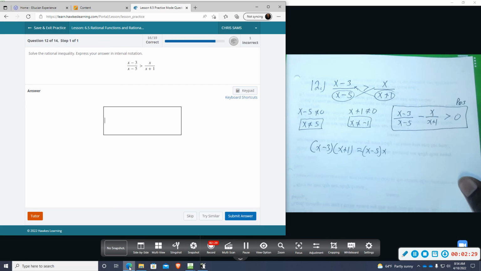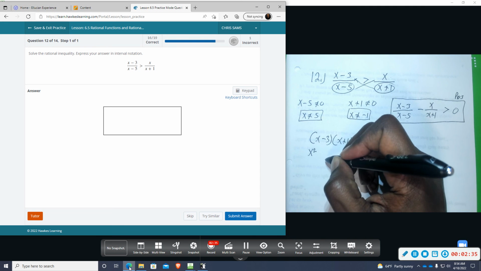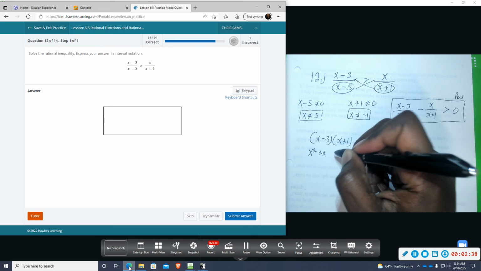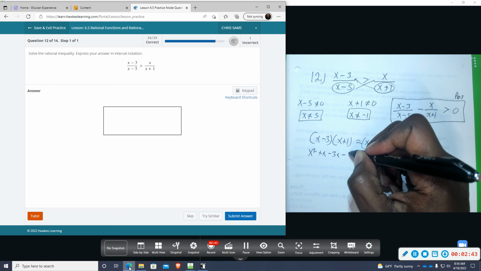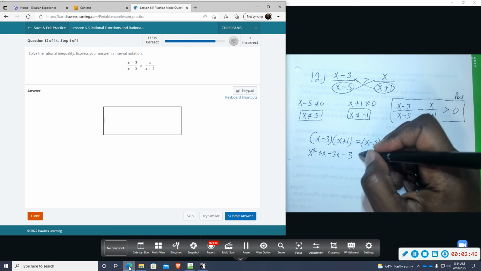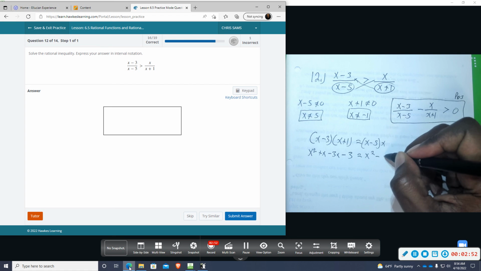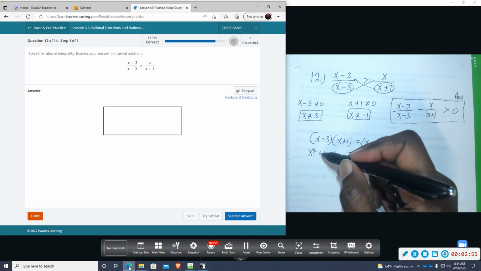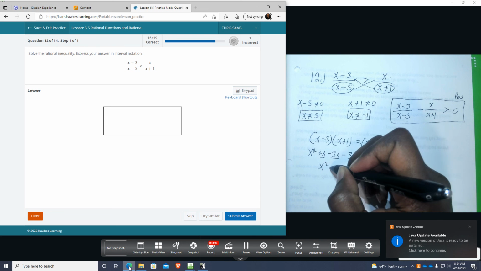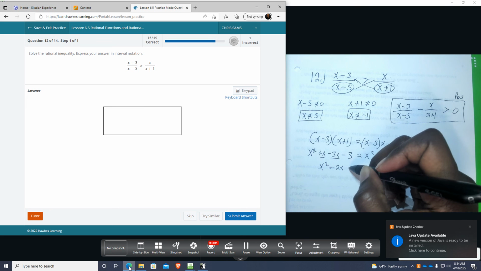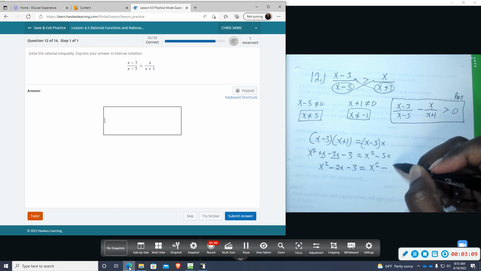All right, so we're going to FOIL. x times x will give us x squared. x times 1 will give us a positive x. Negative 3 times x is minus 3x, and negative 3 times 1 will give us a negative 3. And then on the other side, distribute the x to both terms. It's going to give us x squared minus 5x. Combine like terms in the middle. That will give us x squared minus 2x minus 3 equals x squared minus 5x.